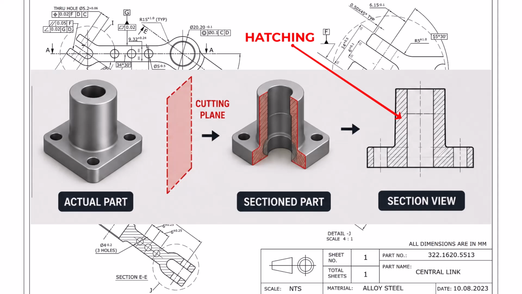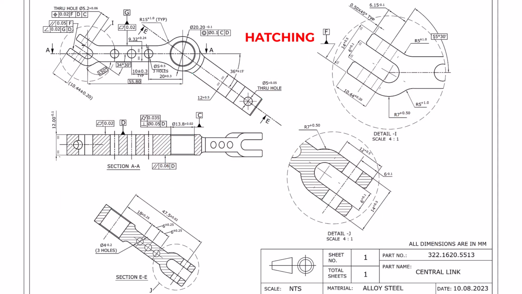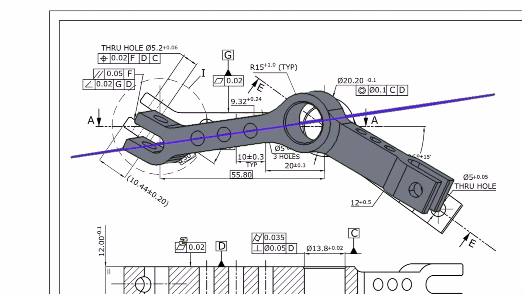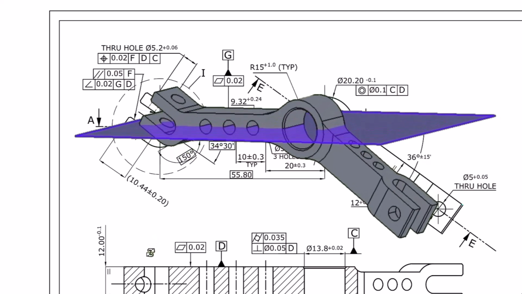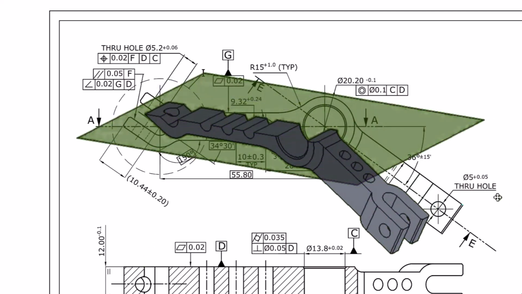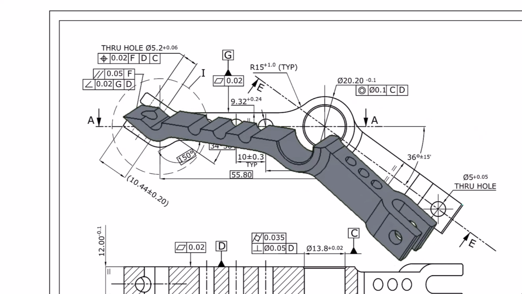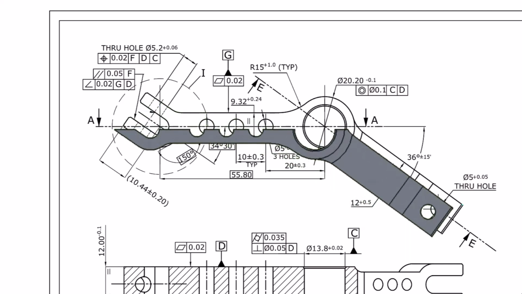These lines don't represent material type in this drawing. They simply indicate where the material has been cut by the imaginary cutting plane. Think about how much cleaner this is than filling the drawing with hidden lines. A section view reduces confusion, improves readability, and helps manufacturing. And inspection teams understand the internal geometry quickly.